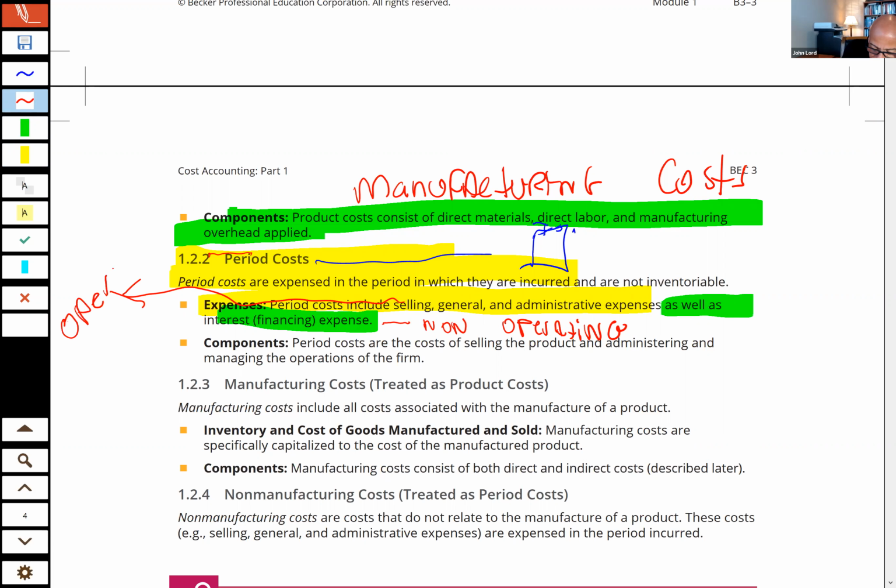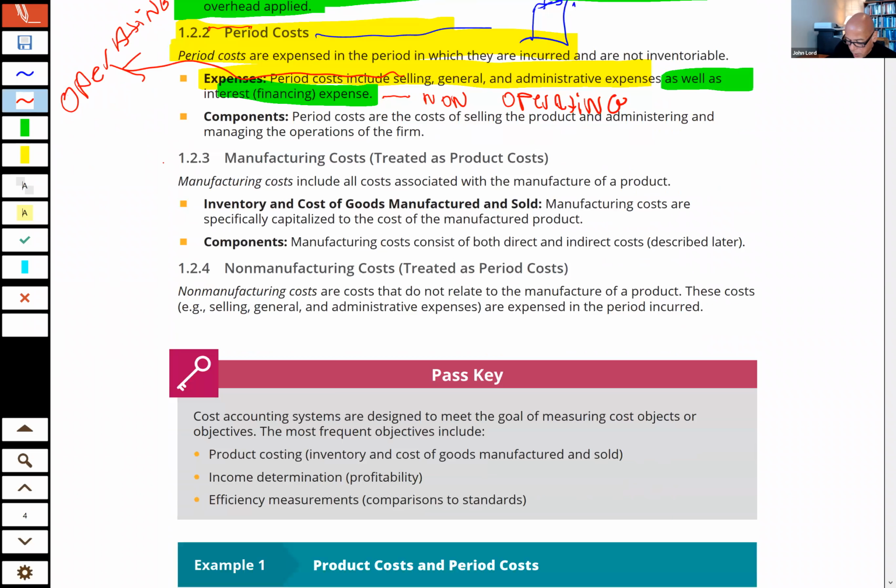Now, the BEC exam doesn't get that much into the organization of the income statement, but I think it's worth our while to go ahead and just picture an income statement structure for a second.